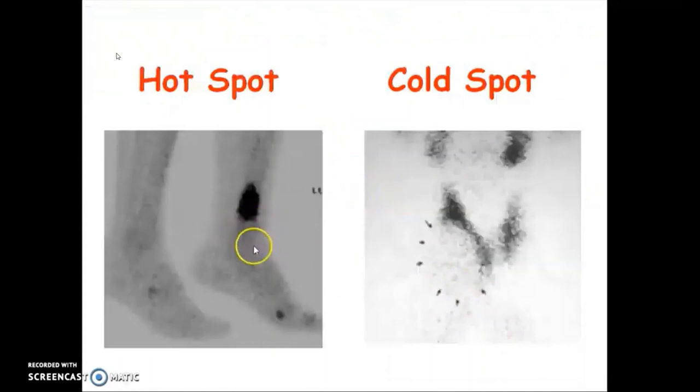As I said in the beginning, when the isotope is accumulated more in one particular area, we call it a hot spot. If it is accumulated less, we call it a cold spot. That's how it is going to appear. Compared to the other region, it is darker, so we call it a hot spot. Uptake is more, actually. When compared to the other area, there is no uptake in this region. We call it a cold spot. It means that there is no uptake at all of the isotope.